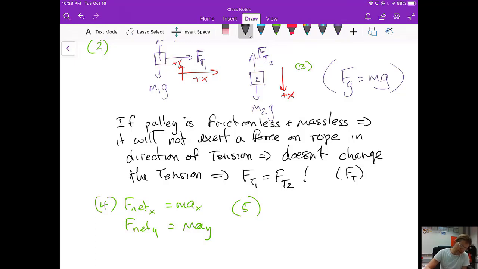Okay, so we've chosen our directions. Step 4 is to write down the relationships we're going to use. Step 5, I'm going to look at what F net x and F net y are for body 1 and body 2. Now, let's go ahead and do that.